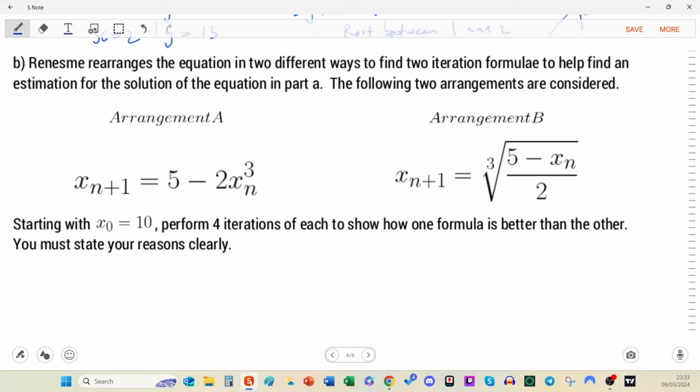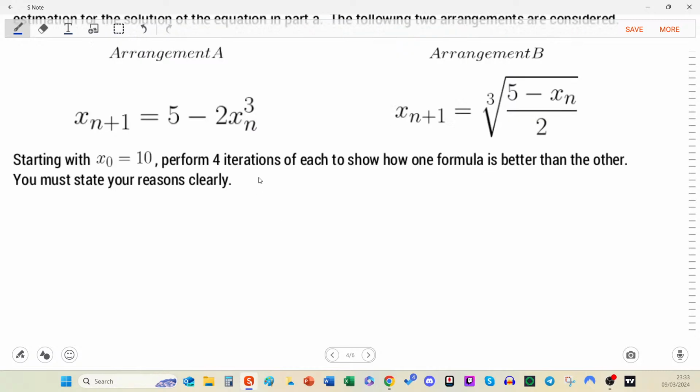And obviously, when we put that in, what comes out is x1. Perform 4 iterations of each to show how one formula is better than the other. You must state your reasons clearly. Okay, we could do this. So essentially, we're going to need a table to stay organized.